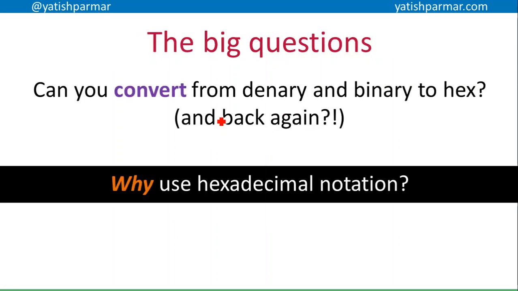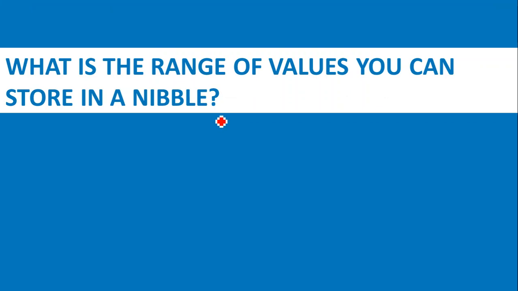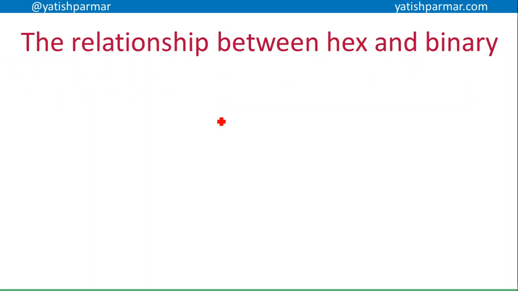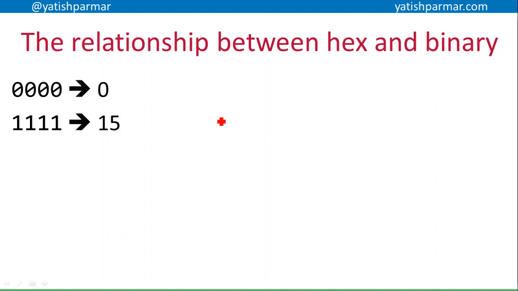So the second big question was, why do we use hexadecimal notation? It's all to do with the range of values you can store in a nibble. If you think back, a nibble has 4 bits, so you've got column headings of 1, 2, 4, 8, and you add them together. Basically you can store a range of values from 0 to 15.